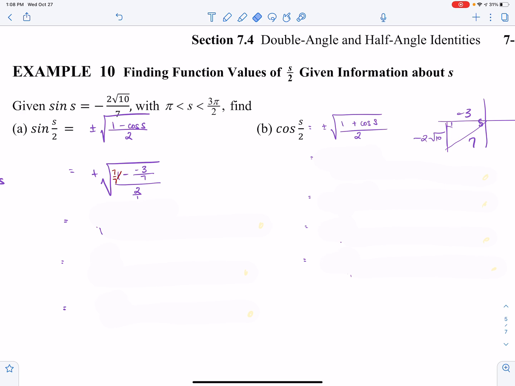And I've got 1 minus a negative 3/7, because the cosine is negative 3/7, all over 2 over 1. I got a common denominator on top, and I multiplied by the reciprocal. So this is going to be 5 over 7 inside the square root. And when I rationalize the denominator, I'll get root 35 over 7.